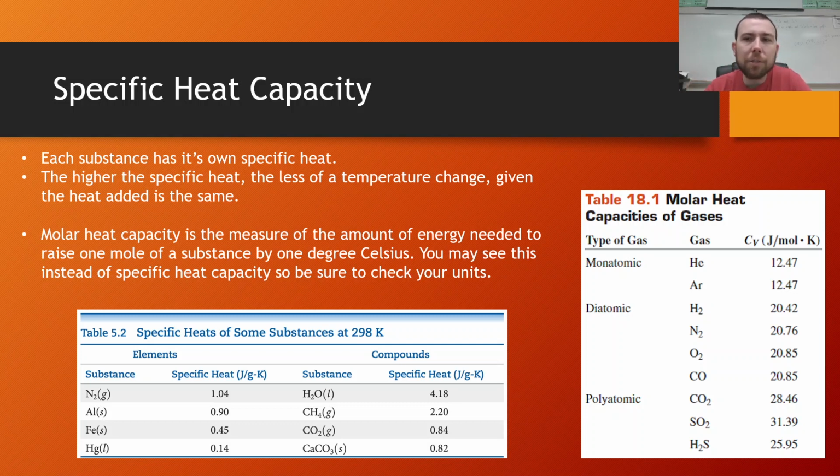The other thing that you might see are molar heat capacities. And again, a molar heat capacity would be the energy required to raise the temperature of 1 mole of a substance by 1 degree Celsius. And as always, check your units. Like a lot of chemistry problems can be fixed if we just simply check our units. So notice that in molar heat capacity, it's joules per mole Kelvin. All right.